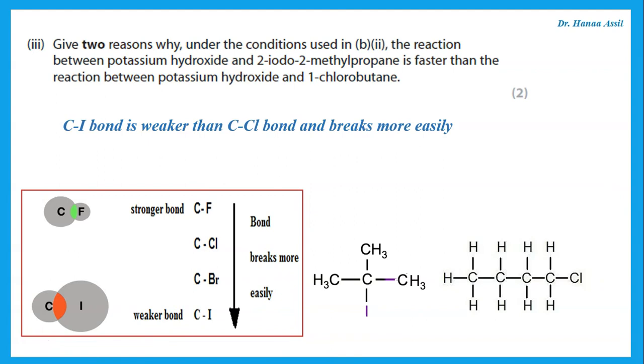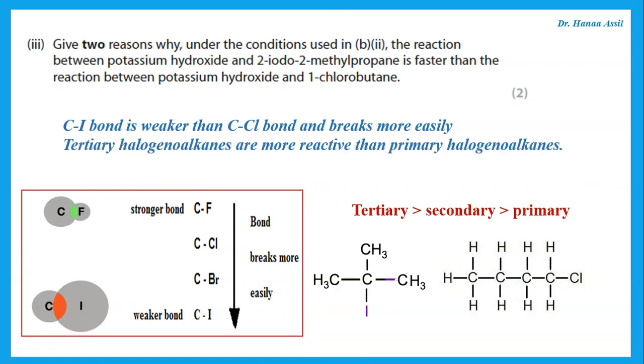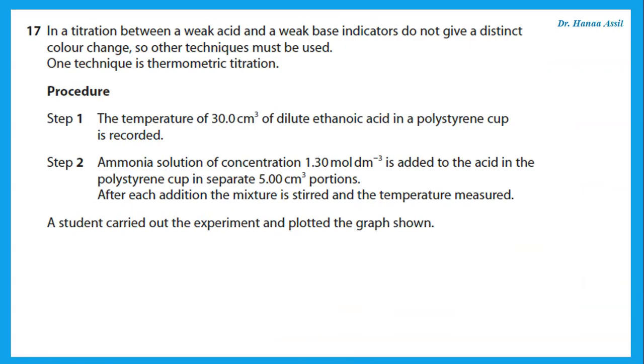Now, what other factor do we have? One of them is tertiary and the other is primary. And you should know that the tertiary halogenoalkanes are more reactive than the primary. So tertiary is more reactive than secondary, and secondary is more reactive than primary.